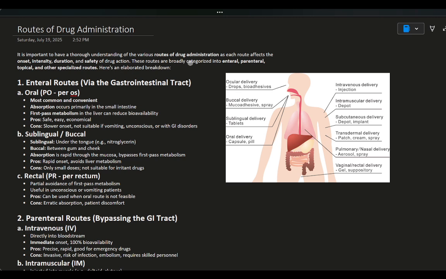Overall, these routes can be broadly categorized into enteral, parenteral, topical, or other subspecialized routes. So in this video, I'm going to break them down. So the first route we have is called the enteral route, and this will occur via the gastrointestinal tract. There are several forms of it, the most common being the oral route, also known as PO or per os. This is the most common and convenient drug administration route, and in this route, the absorption will occur primarily in the small intestine.